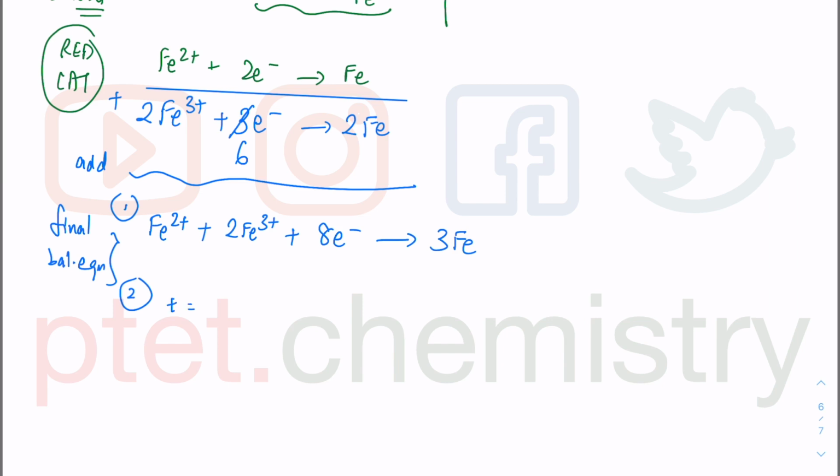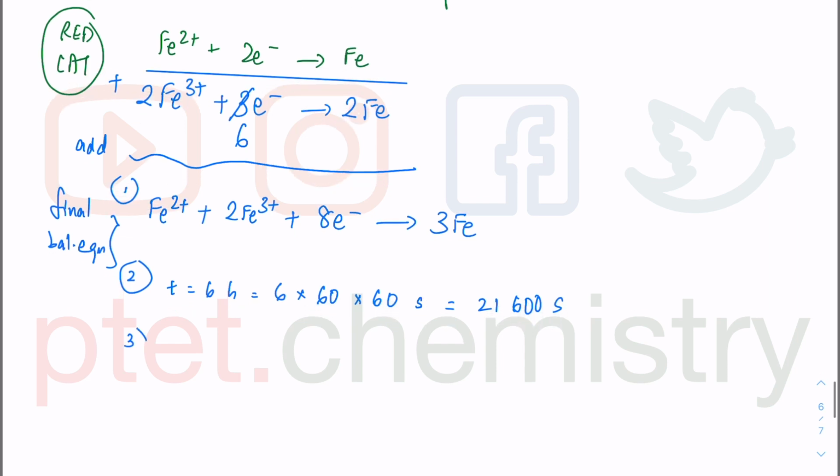So the time is 6 hours. You need to convert that to seconds because Q equals IT, the T is in seconds. Times by 60 to convert hours to minutes, and then times by another 60 to convert that to seconds. So altogether you times by 3,600. So 6 times 60 times 60 gives me 21,600 seconds. And then Q is equal to IT. The current I is 50 amperes multiplied by time in seconds. I get, let me see, in standard form, 1.08 times 10 to the 6 coulombs.